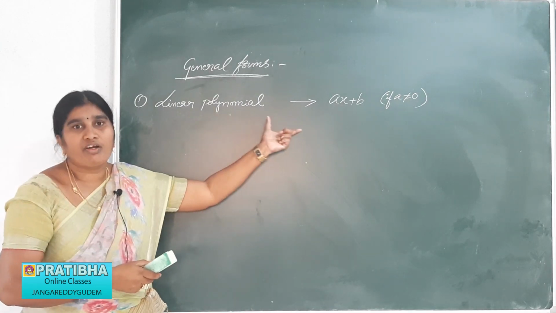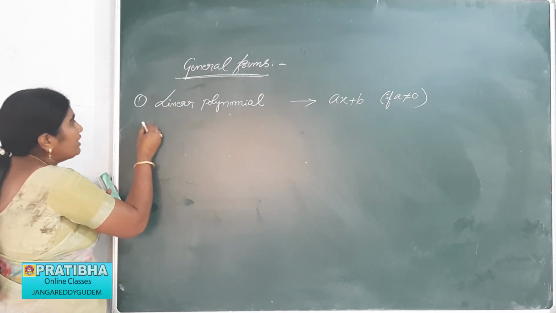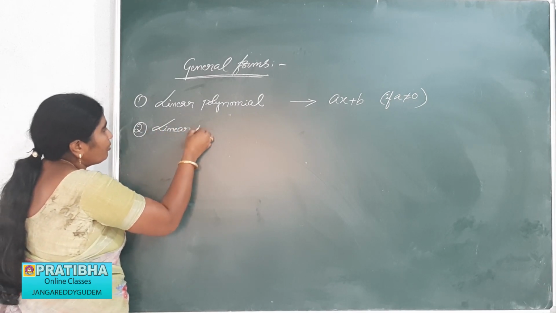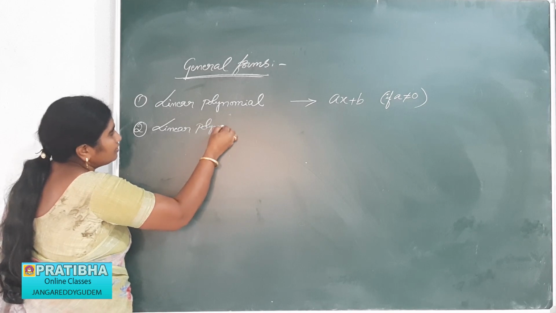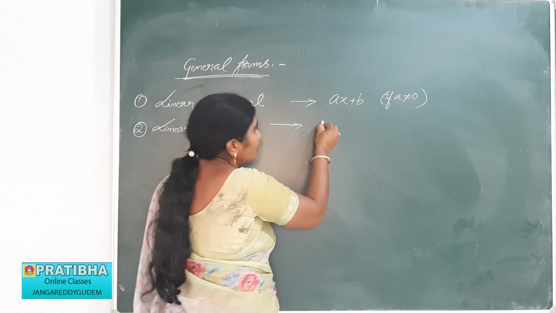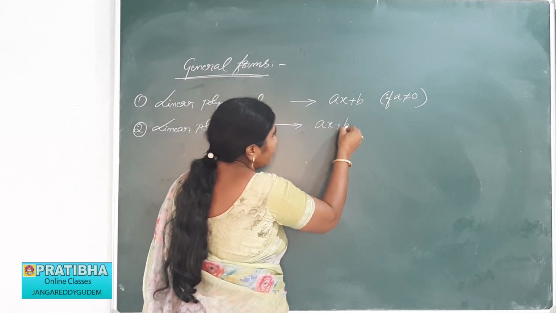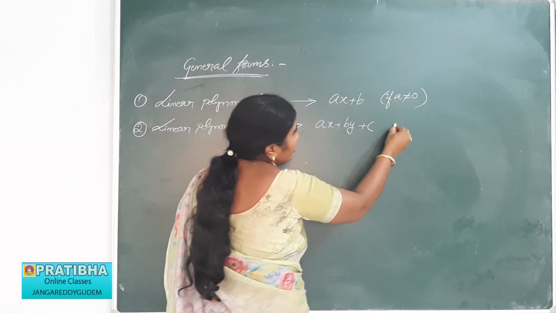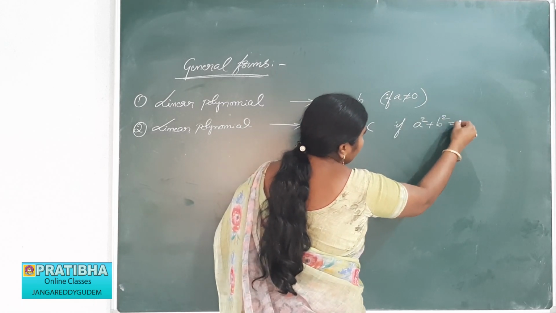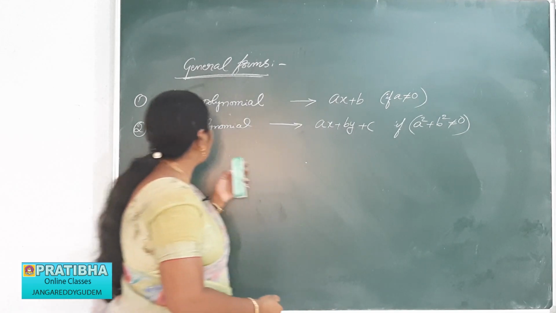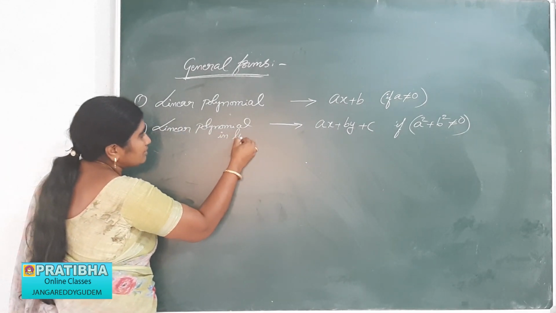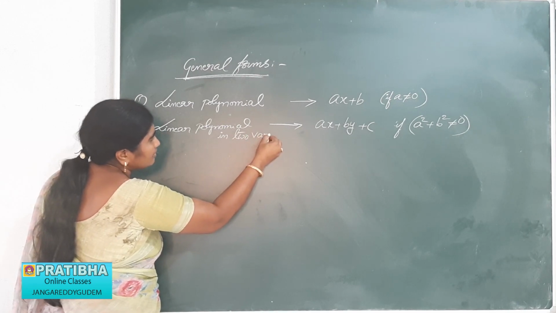Next, linear polynomial in two variables. The general form is ax plus by plus c, if a square plus b square not equal to 0.